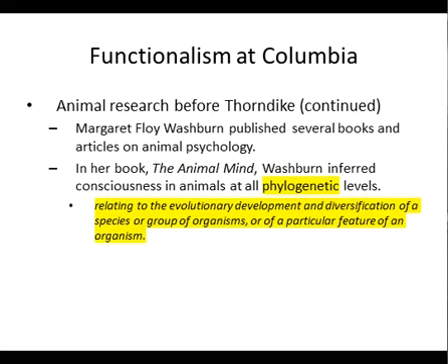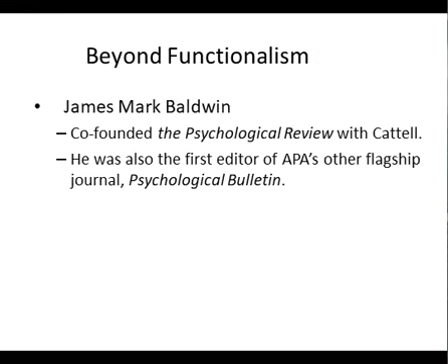So animal research before Thorndike and after, we saw Margaret Floyd Washburn publish several books and articles on animal psychology. In her book Animal Mind, Washburn inferred consciousness in animals at all phylogenetic levels relating to evolutionary development or diversification. So one of the key things I want to highlight here, especially when it starts with Thorndike, is that it really opened up the gate, so to speak, to do a lot of research utilizing animals. But here we can take the next step. In doing the research with animals, we still also learn about us lowly old humans as well.